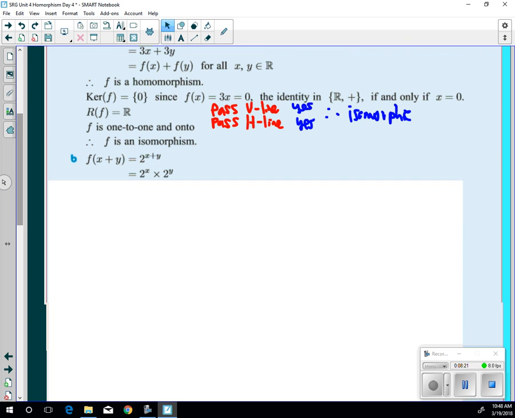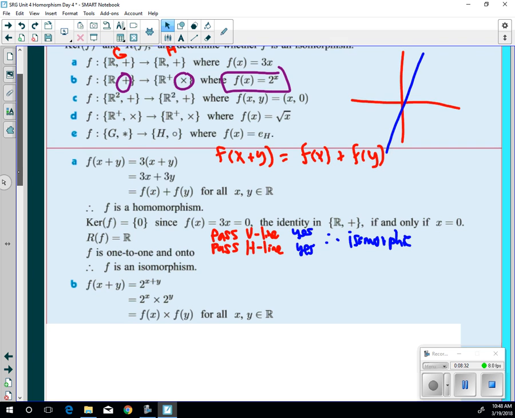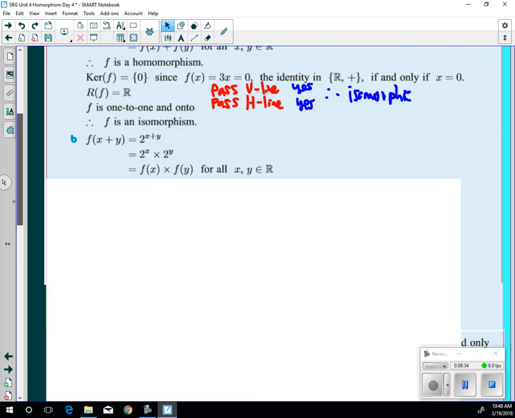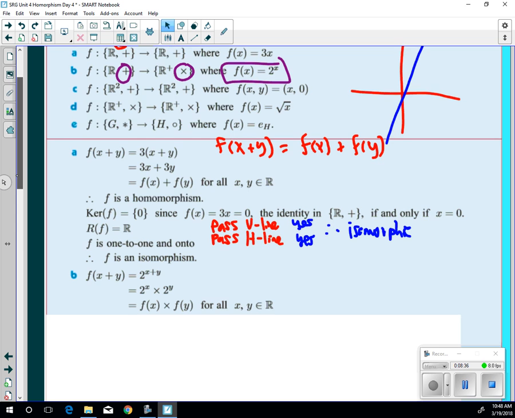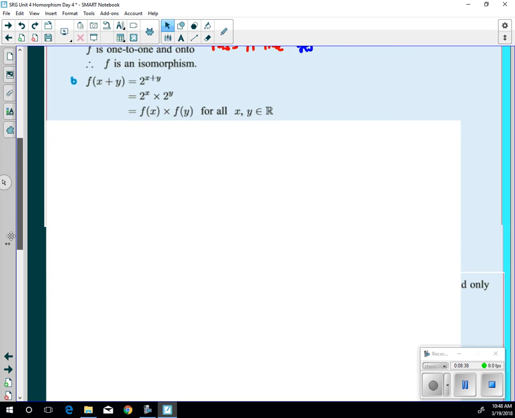is we use the property 2 to the x times 2 to the y, which is f of x times f of y. Don't forget to write for all x, y elements of the reals. Both of those were reals. But notice that this one goes to the real positives. So we're going to deal with that in a minute.